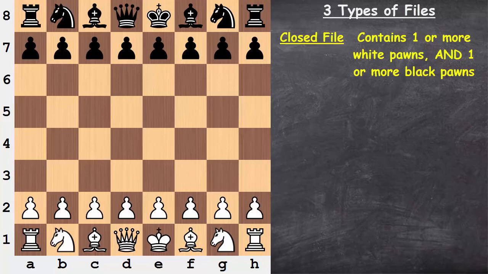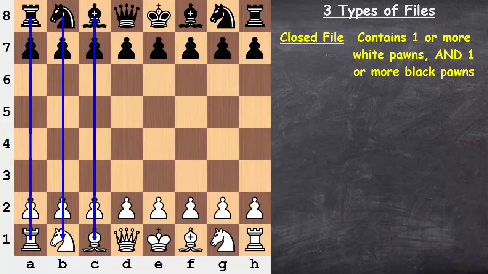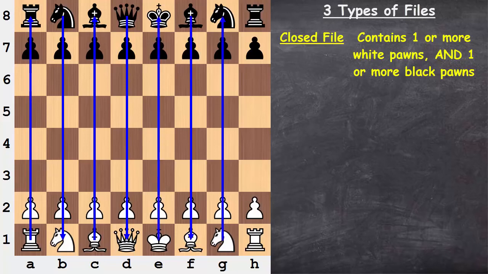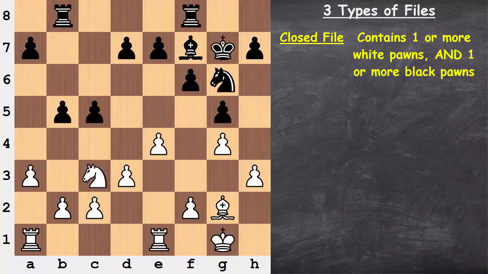And so by that definition, what we can observe here is that the start of a chess game contains all closed files. Each file here has one or more white pawns and one or more black pawns. Okay, let's look at a position that's not so familiar, something other than the start of a chess game. This one here. This is an example of a position where we have all closed files. Again, a file containing one or more white pawns and one or more black pawns.